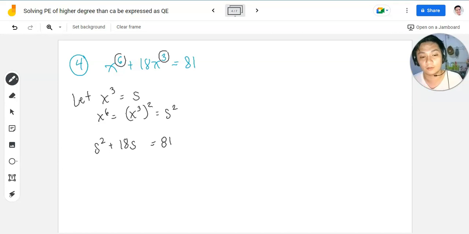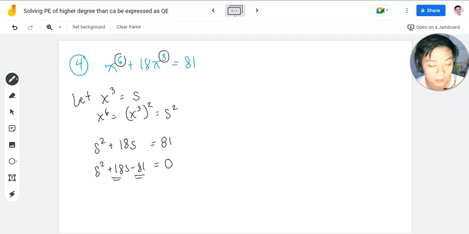This is a derived quadratic equation which can be written as s squared plus 18s minus 81 equals 0, kapag kailangan siyang i-standard form. So, is this factorable? Meron bang dalawang numbers na ang product ay negative 81 tapos ang sum ay 18? Parang baliktad dapat. Dapat kung positive yung 81 tapos negative yung 18, yun meron. Negative 9 times itself. Pero, ito positive yung 18 tapos negative yung 81.